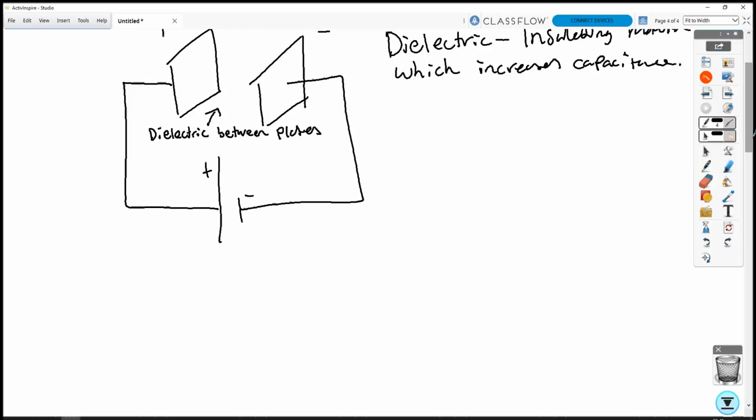So last time we mentioned that the capacitance depends on some factors. It depends on the area of the capacitors. It depends on the separation of the capacitors. And it also depends on the dielectric, or the material between the capacitors, how well it's insulated.